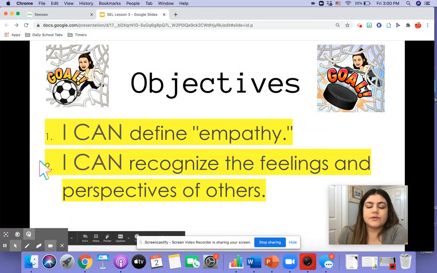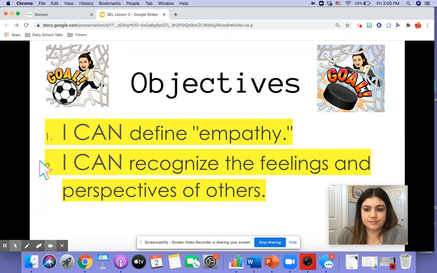Boys and girls, we're going to go over our objectives for today. Remember, our objective is our goal. We want to learn these things by the end of the day. Number 1, let's read them together. I can define empathy. So define means to know what it means, to be able to tell somebody what that means.